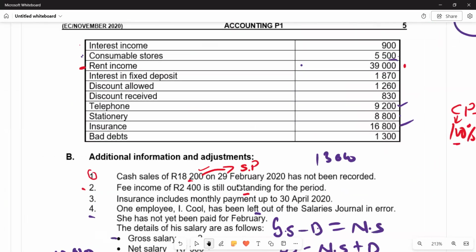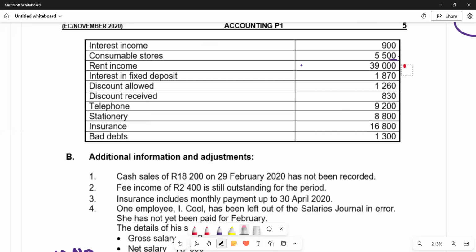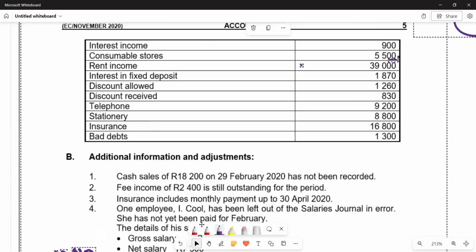So after insurance, we've got bad debts, which is 1,300. So we can just try to see in terms of those bad debts how we can adjust. If you check there in the additional information, if you have got any other bad debts that are being mentioned there, we can just try to go down.